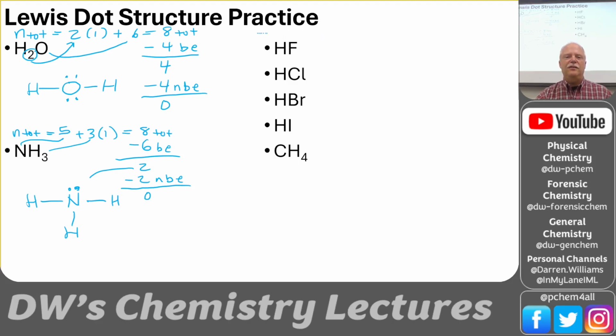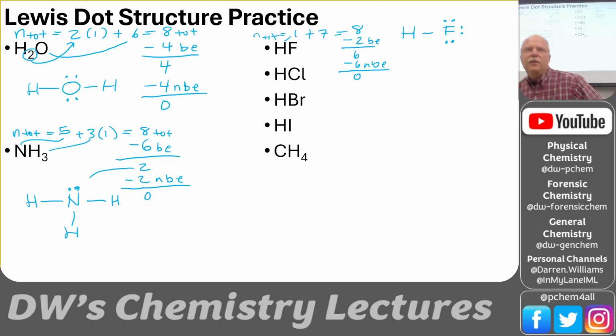Okay. So total, we have 1 for the hydrogen plus 7 for the fluorine equals 8. And we're going to make the HF single bond. That's minus 2 bonded electrons. So we have 6 left over. And so we're going to put those on that heavier atom, the fluorine. 6 non-bonded electrons, and we're down to 0.